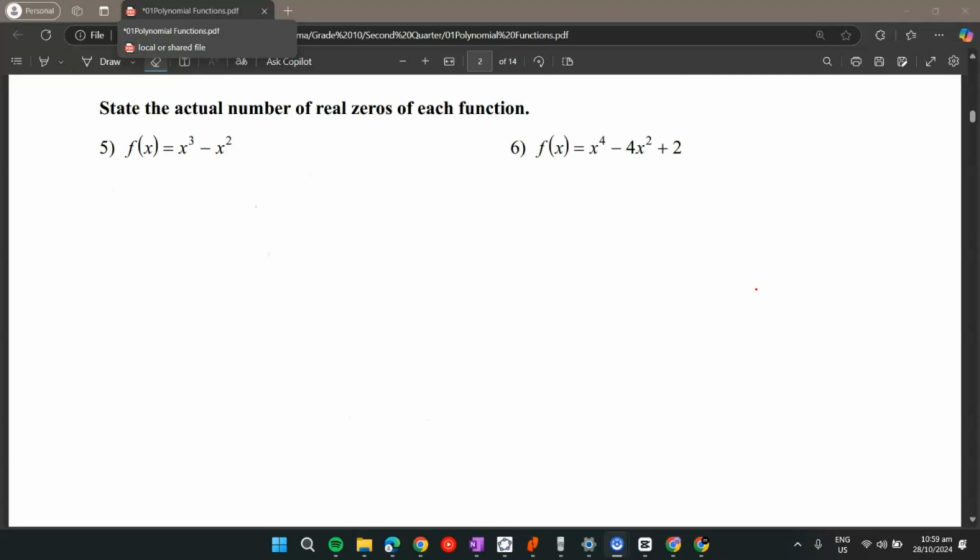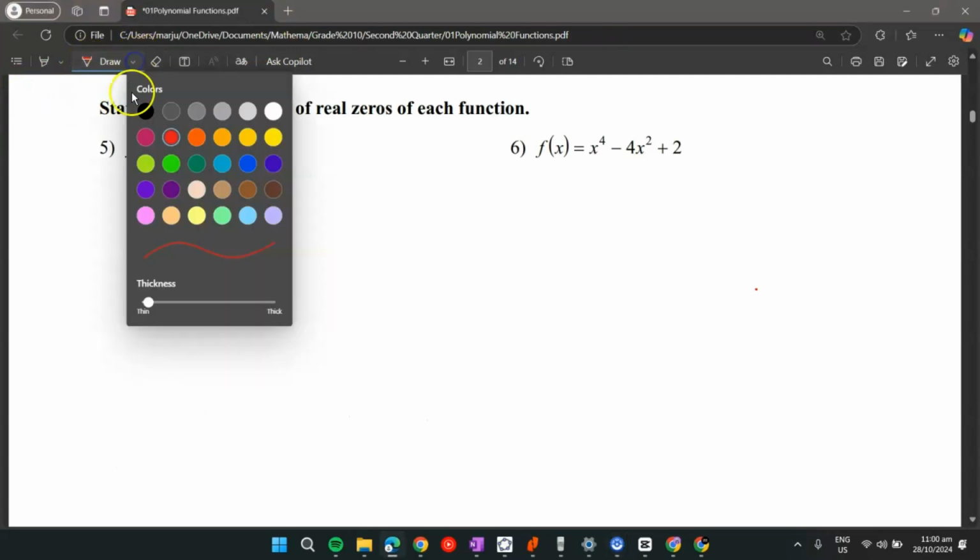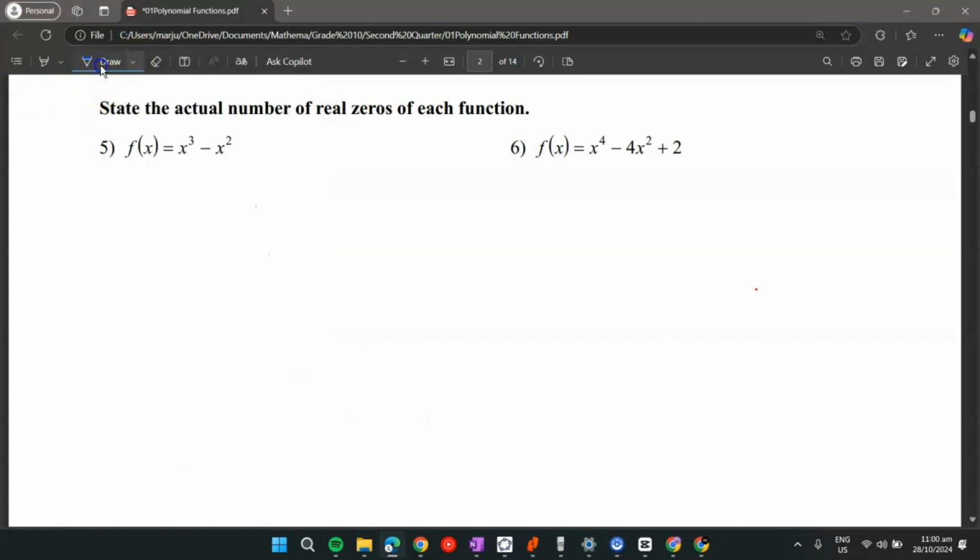To identify the real zeros of a polynomial function, we could make use of Descartes' rule of signs. So what does it say? According to Descartes, we can find the number of real zeros of any polynomial function by just looking at the change of sign.